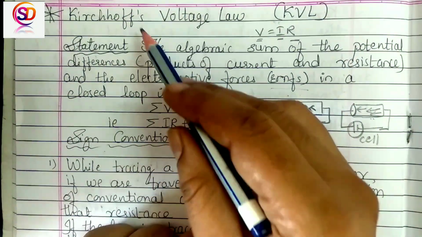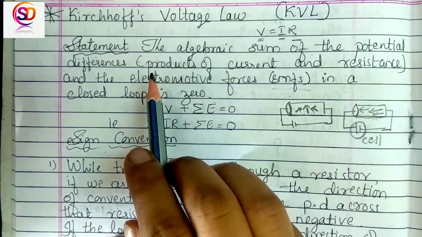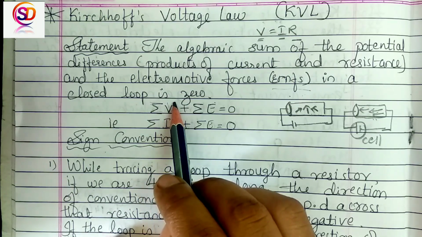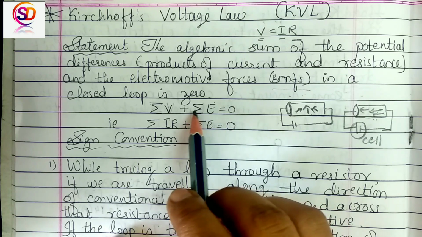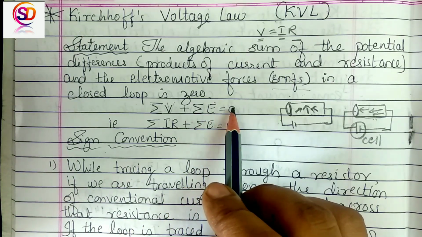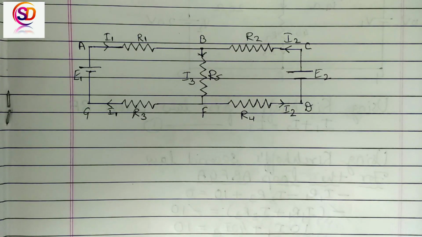So according to Kirchhoff's voltage law, the algebraic sum of potential differences, so I have taken algebraic sum of potential differences and the electromotive force, should be 0. What it means? Let us discuss some basic terms.